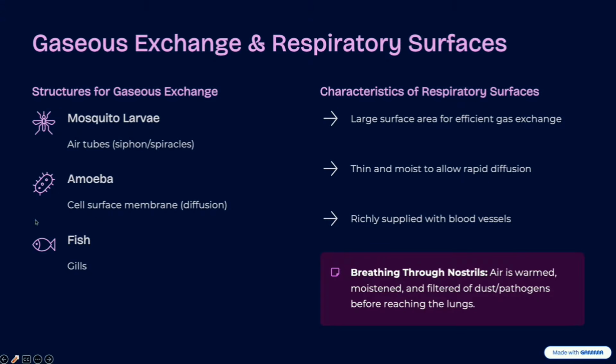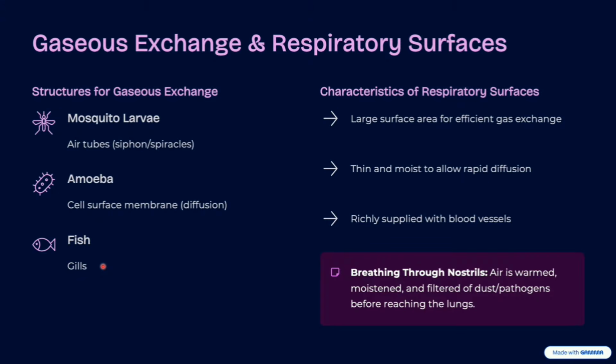So the answer that was being marked right was the siphons. Look at amoeba. For the amoeba, the structure is a cell membrane, and the process most of the time is normally diffusion, so it's cell membrane.